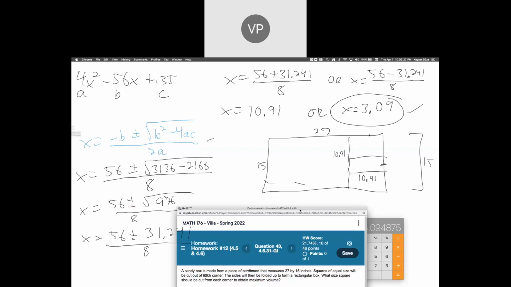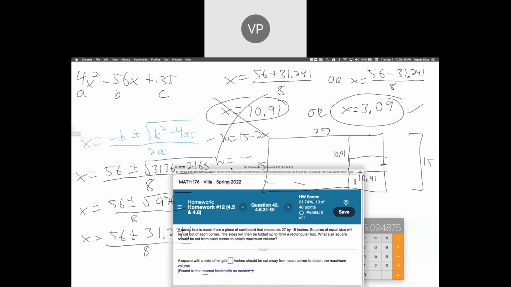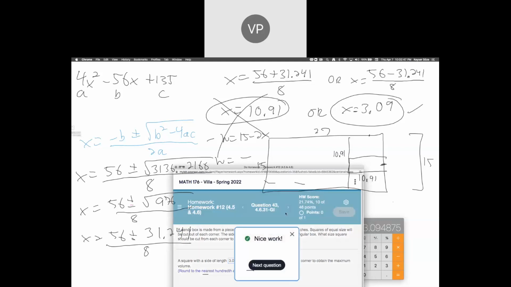Remember that width was 15 minus 2x? Well, if I plug in 10.91, I get a negative number. We can't use a 10.91. The only number we should be able to use is this 3.09. So they say a square with side length of 3.09 should work, and there's our answer right there.